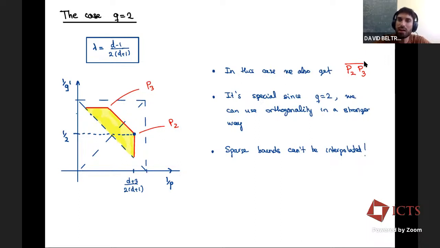This case is even more technical, but this is special because Q is equal to 2, so that now orthogonality can be exploited in a stronger way at this point.